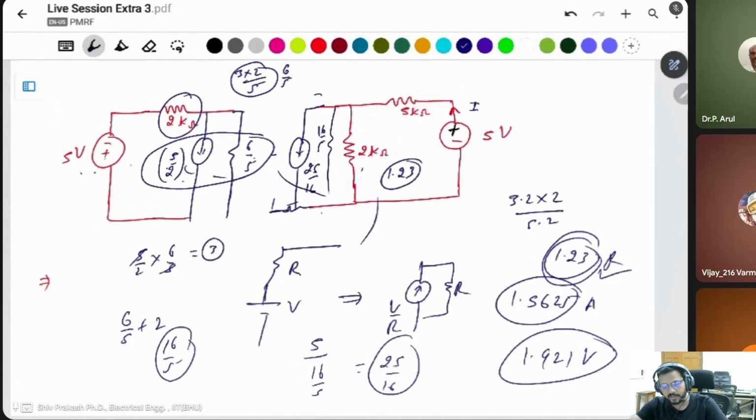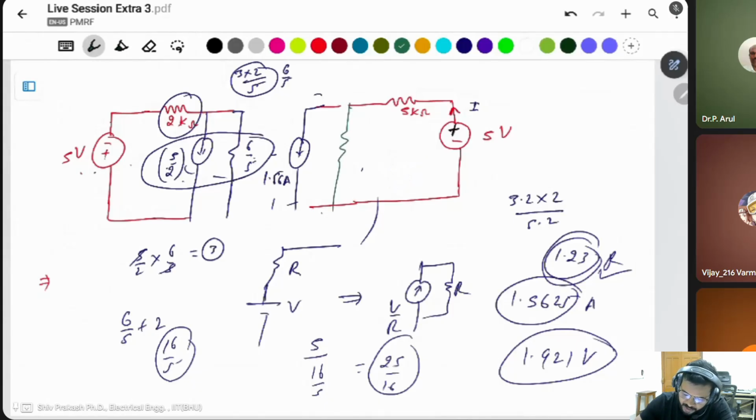If you solve this type directly using a pencil and paper, then you can simply cut it down like that circuit. This is 25 by 16. You can remove this one by using 1.56 ampere. This 16 by 5 is 3.2. If you combine these two resistances, then it is a single resistance whose value is 1.23.